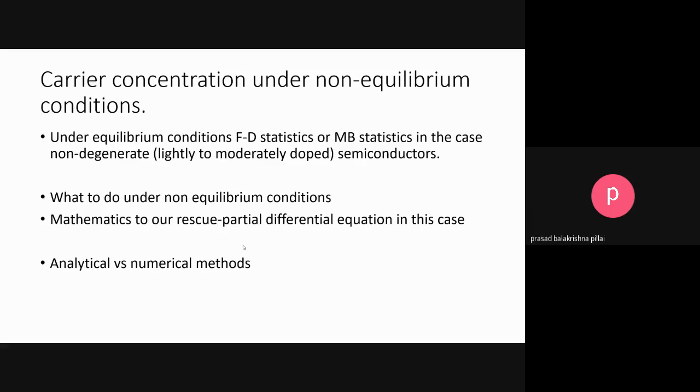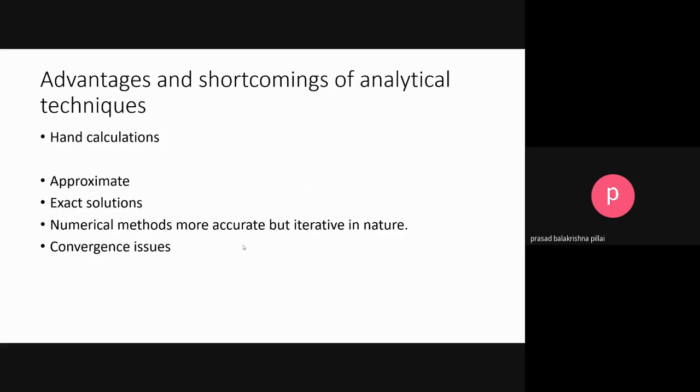So one thing is we need a partial differential equation to get the carrier concentration, and the solution of that equation, analytically or numerically, will give me the carrier concentration and its spatial variation. That is one thing I need to do. This we already mentioned: with analytical techniques you can use hand calculation, but the problem is approximate. The equation will give you an exact solution, but a lot of approximations are involved in developing the physics, so it has a severe limitation.